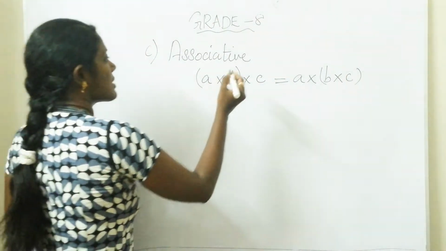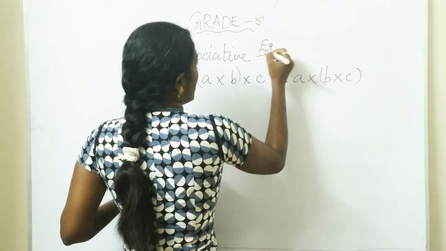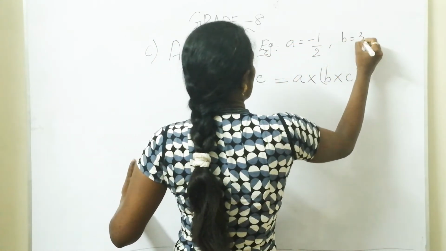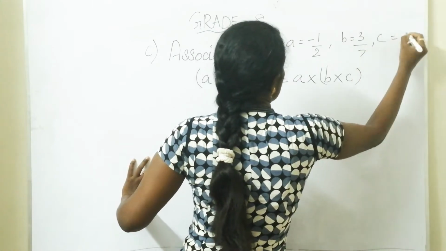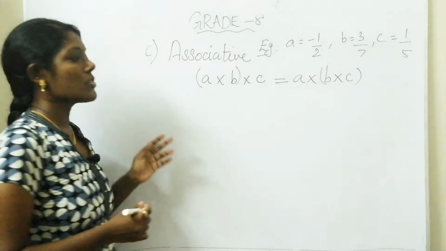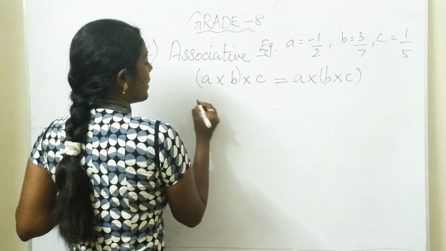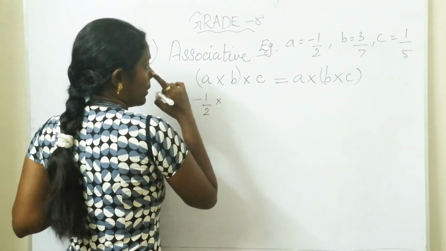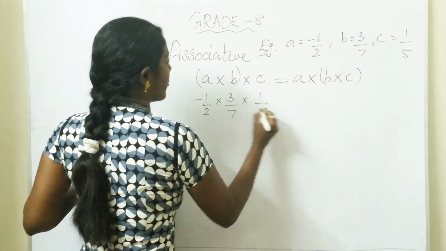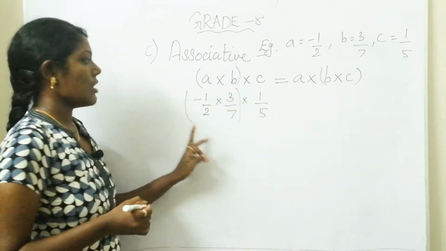Let us check with an example for associative property. I take A equal to minus 1 by 2, B equal to 3 by 7, and C equal to 1 by 5. Let us check whether associative property is true. So in place of A, minus 1 by 2, in place of B, 3 by 7, in place of C, 1 by 5. The grouping first says A into B.